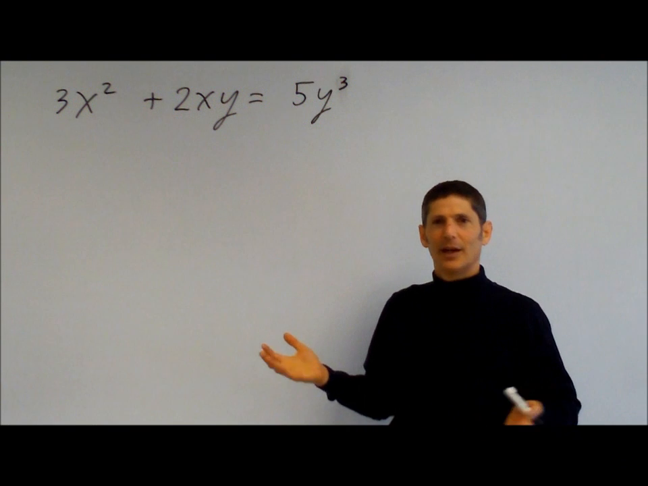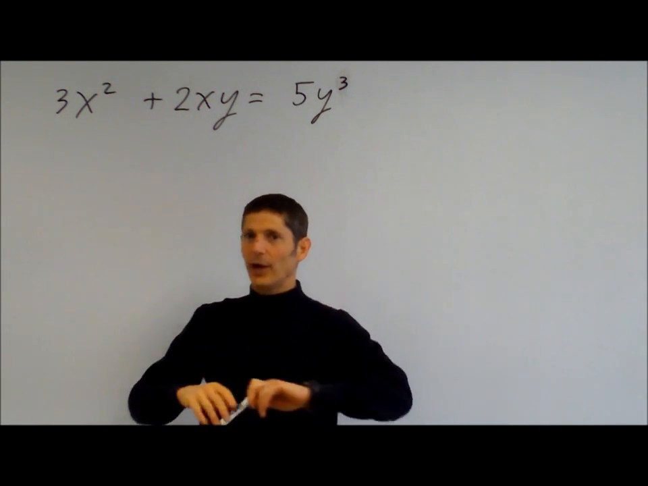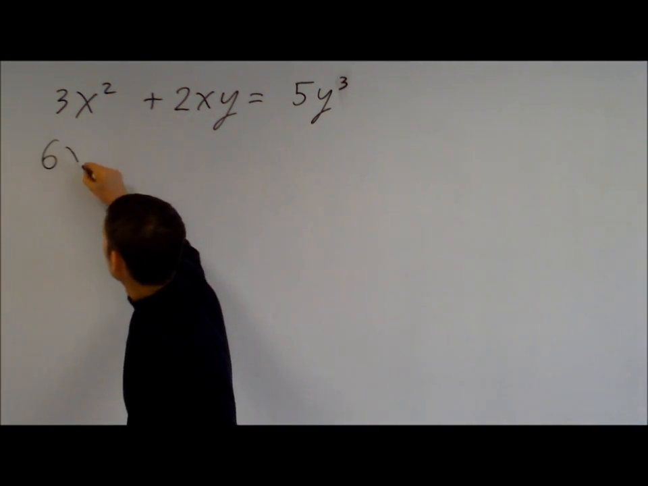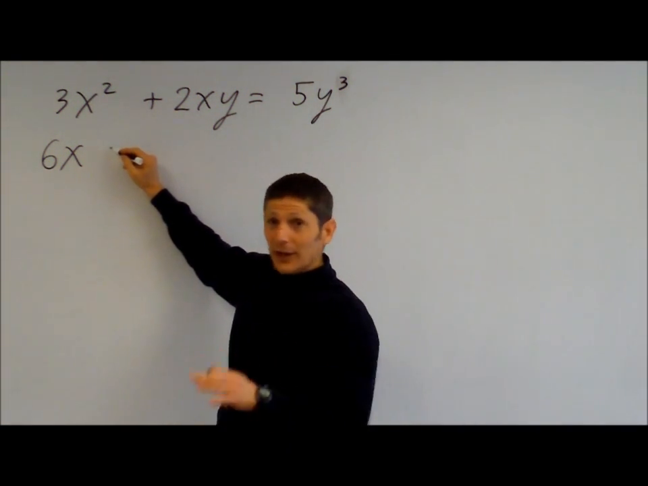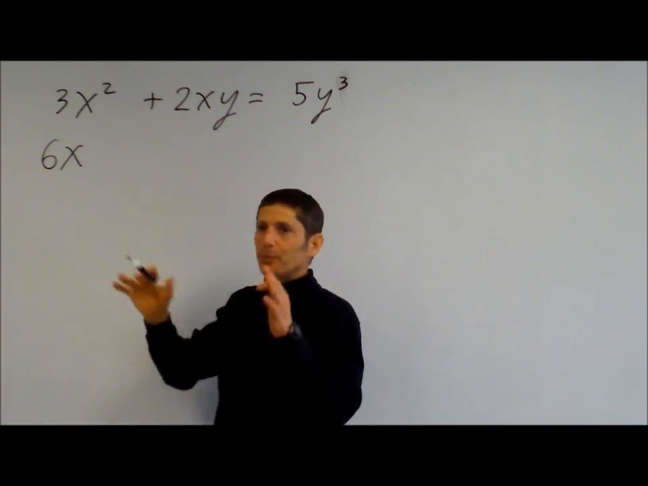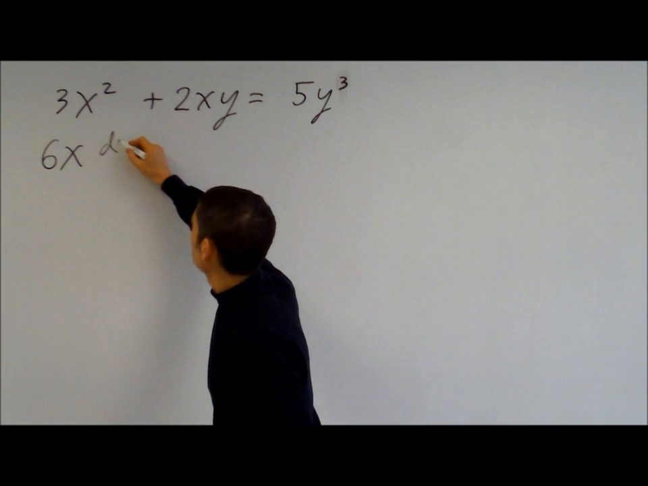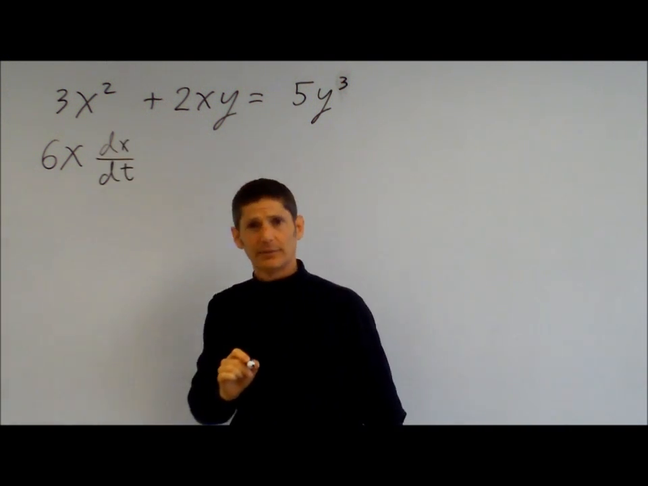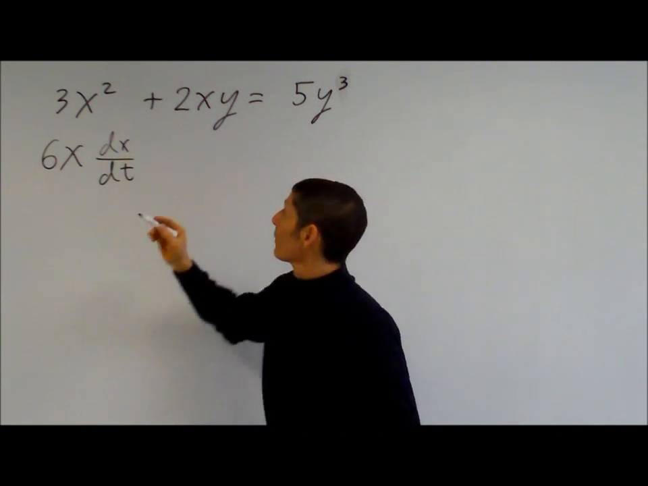So what would that look like? It's really implicit differentiation, which you already know how to do. I'll take the derivative of this first guy. So of course that would just be 6x. If this were regular implicit differentiation, remember I could write dx/dx. But again, in this special function, I'm going to pretend that everything is changing with respect to time. So I'm going to write dx/dt, dt standing for time. Difference in x values over difference in time.